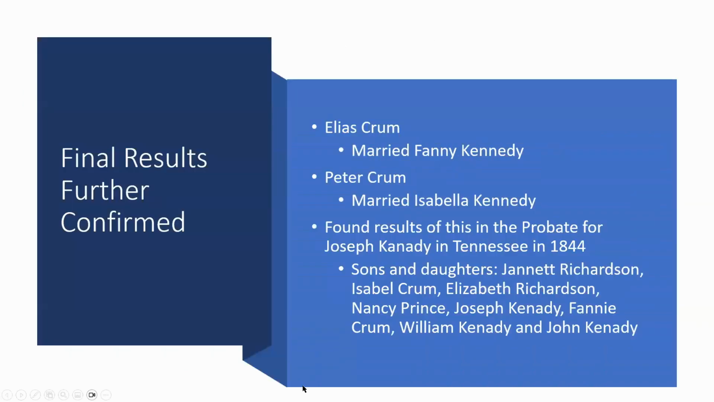I also found out that Elias's wife's maiden name was Kennedy. Peter Crum also married Isabella Kennedy, and they were the daughters of Joseph Kennedy, who lived next to them back in Tennessee. Other children were Jeanette Richardson, Elizabeth Richardson, Nancy Price. This second Joseph Kennedy Jr. was the one that moved to Mississippi. Fanny Crum, William Kennedy, and John Kennedy. And the Richardsons also moved. Now, they are not my husband's Richardsons, but it was fascinating ending up with some Richardsons in Mississippi at this time period. So it turned out we were able to prove easily both Elias and Hiram were the children.